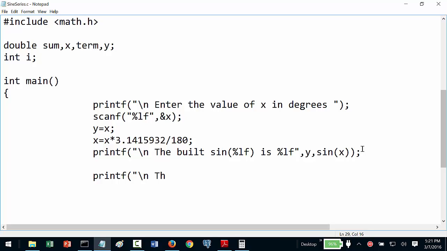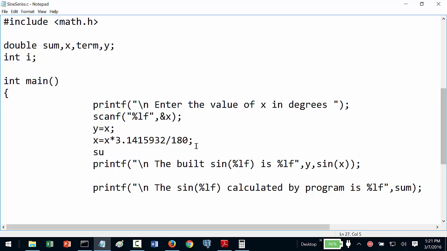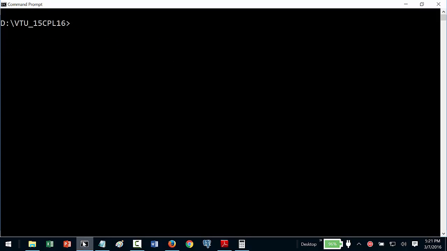I can say the sine of x, calculated by the program, is straight away a sum. Okay, so this is the beauty of it. Initially I'll simply say sum equal to x, since I have converted that into radian, so let that be. Okay, so I will do this to the OP.